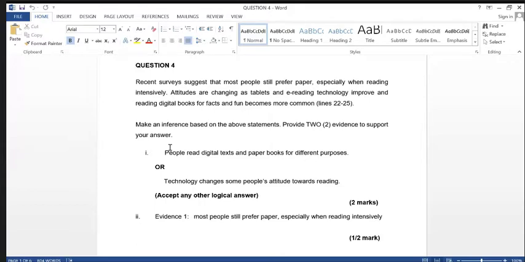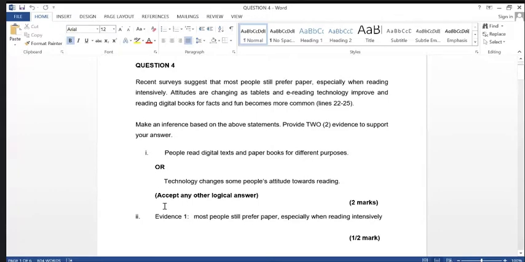So what is my answer? If you look at my answer, first and foremost, I focus on the preferences. That's why I use the word purpose. I wrote here, people read digital text and paper book for different purposes. How do I come to this conclusion, or this inference? Just now, your friend Taufik said a conclusion, correct, Taufik? You used the word conclusion, right?